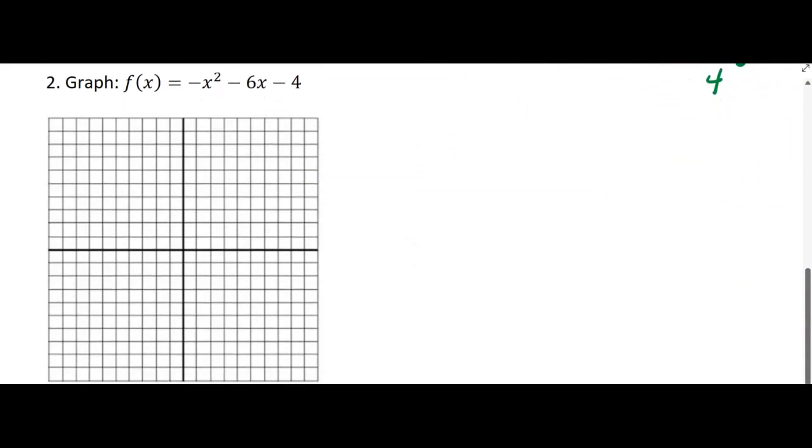This one's a little bit different. Now, it's not set up in that nice, convenient form where we know the vertex. However, you could change it to that form. We learned how to do that. But let's say you didn't want to do that, and say you wanted to use the vertex formula. So it's the opposite of b over 2a. So this is our a, it's negative 1. This is our b, negative 6, and c is negative 4. We don't even need the c.